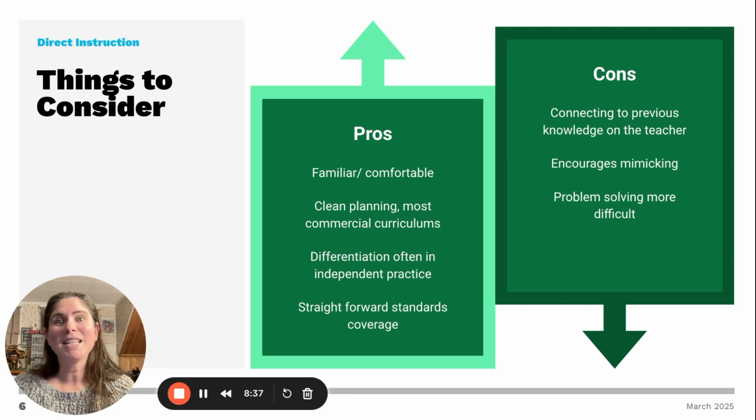And so you may see students in this I do, we do, you do format who, during the we do time, look like they know what they're doing. But then when they move into doing it themselves, you realize they've just been copying down the steps and they don't really have it yet. And so it encourages students to mimic what the teacher is doing. But that deep thinking might take a little bit longer to come along.